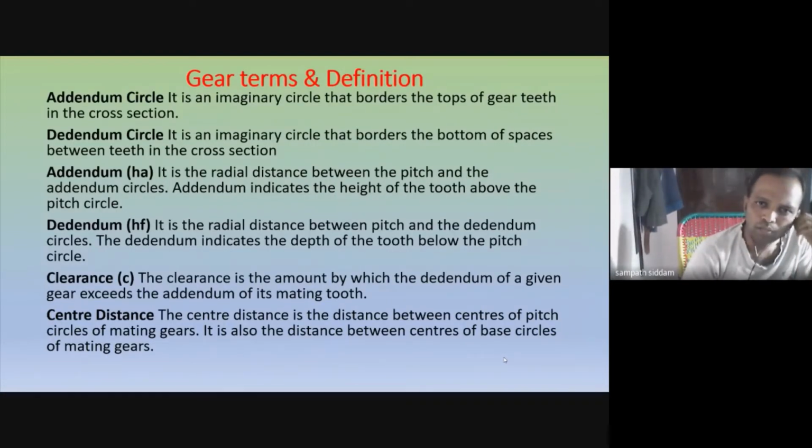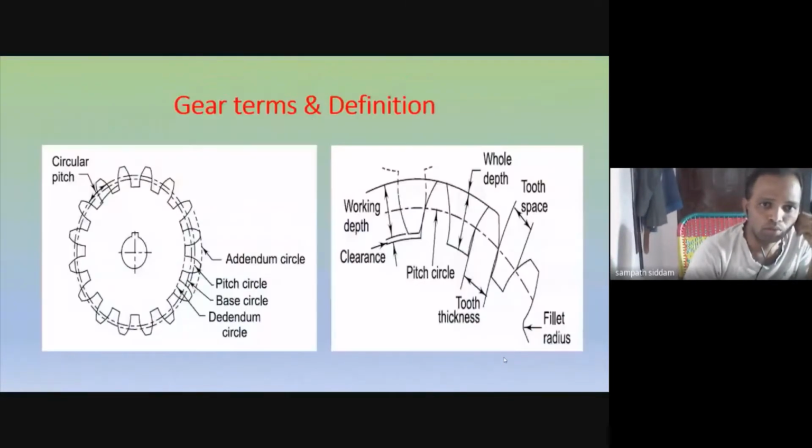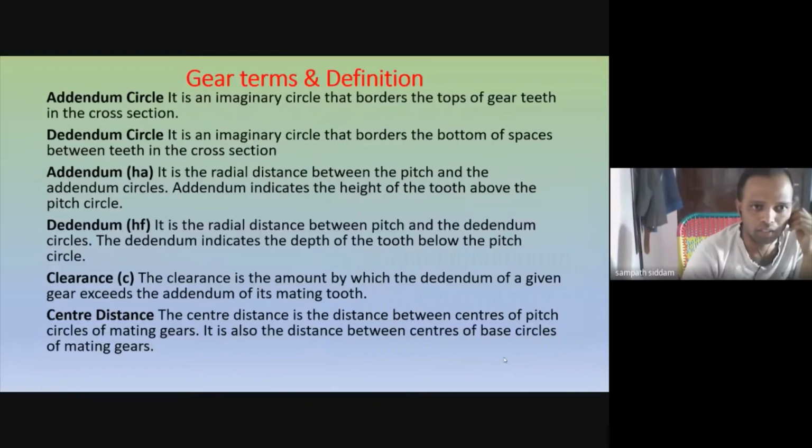The dedendum circle is also an imaginary circle that borders the bottom of the space between your teeth in a cross section. On the center line you have your pitch circle and base circle, at the top you have the addendum circle, and at the bottom you have the dedendum circle. These are the definitions of the different circles, which are imaginary.